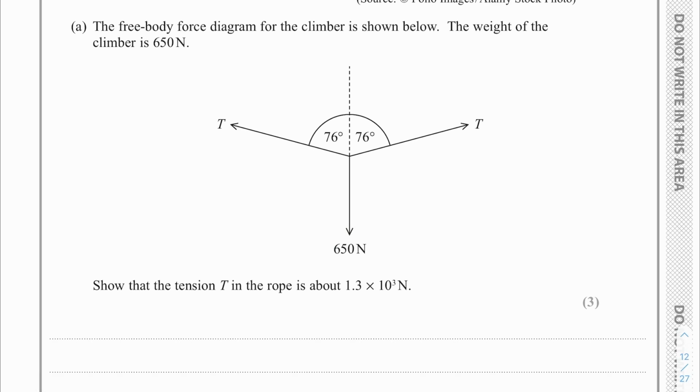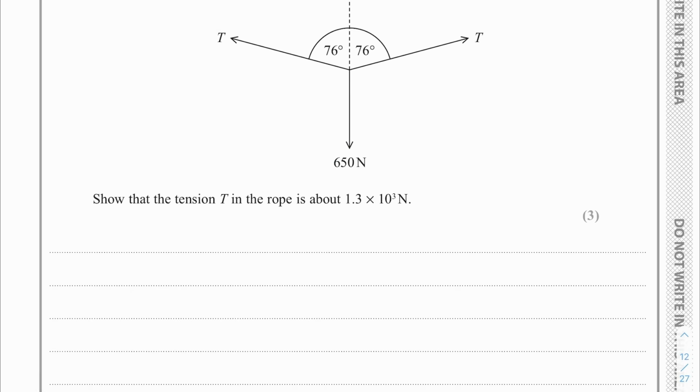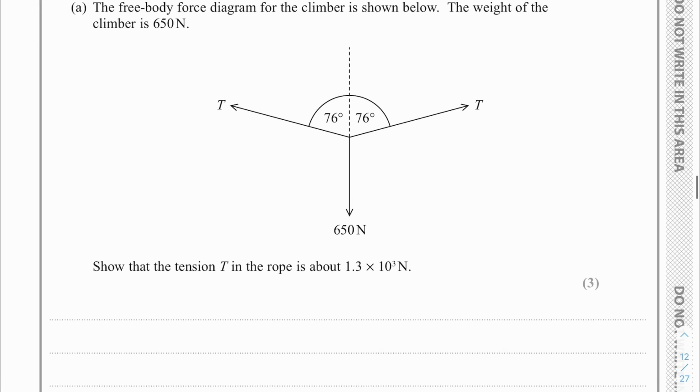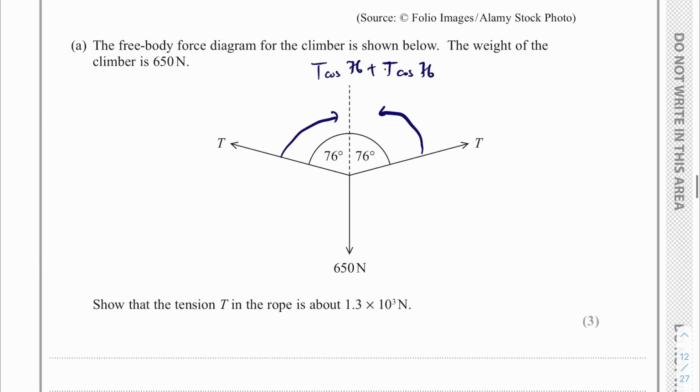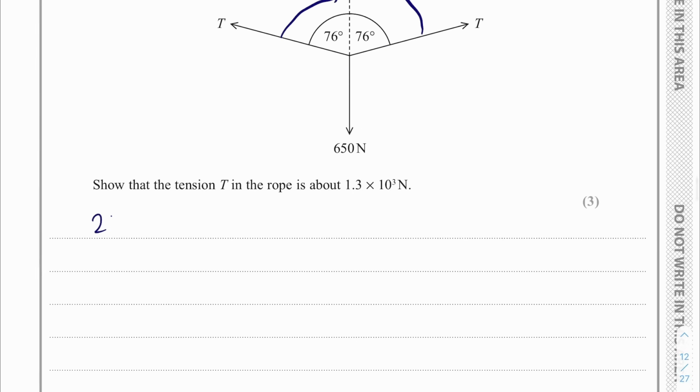Show that the tension T is about 1.3 times 10 to the power of 3 newtons. Okay, so what can we say? If we want to resolve, and because we're going into the angle, this will be T cos 76 from this end plus T cos 76, and both of these equal 650. So we can say that 2T cos 76 equals 650.